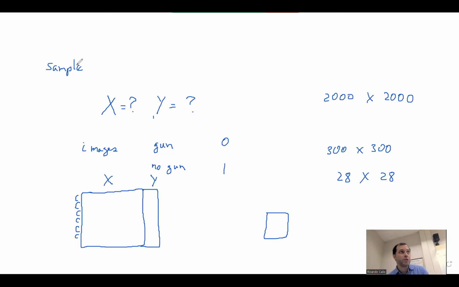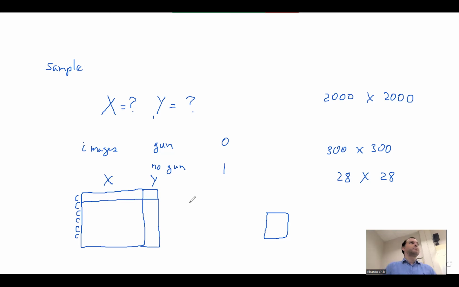So a sample is usually going to be a row, and it's usually going to be the thing that we're trying to predict something about. In this case, it's an image. If you notice, this is just a row like that, right? So given an image.